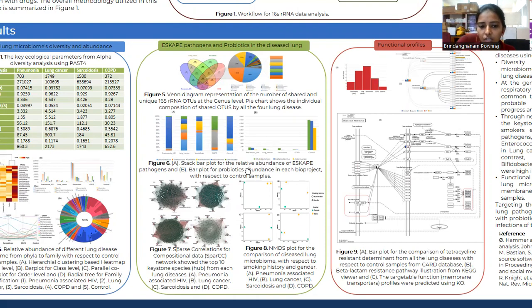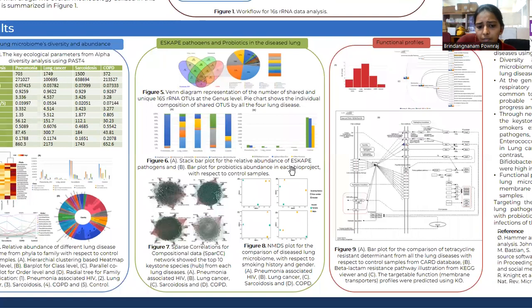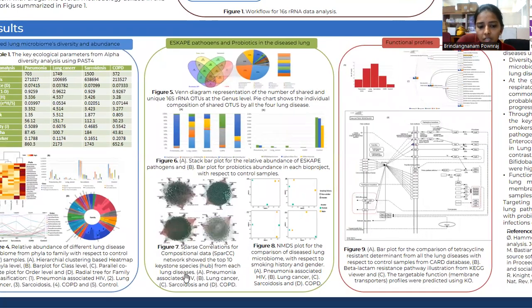Then to check the probiotic level compared to the control sample, the probiotics Bifidobacterium and Lactobacillus were comparatively less in the diseased lung microbiome compared to lung control samples. Then we went for network analysis also using the compositional data network analysis, CoNet.